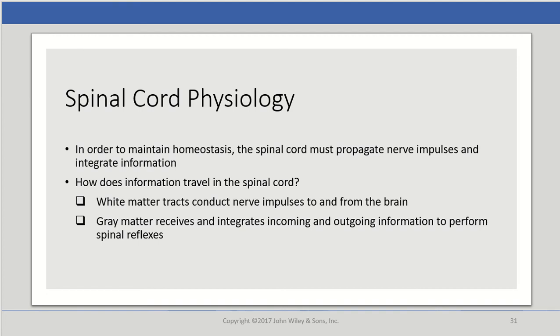In order to maintain homeostasis, the spinal cord has got to be able to propagate nerve impulses as well as integrate information. So how does this information travel in the spinal cord? Well, there's two main ways. The white matter tracts are going to conduct nerve impulses to and from the brain, and then the gray matter is going to receive and integrate incoming and outgoing information and perform spinal reflexes.